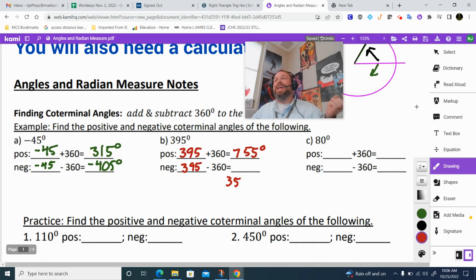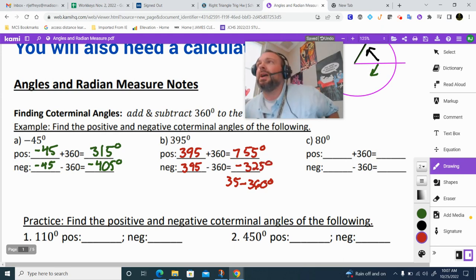Now, we need a negative number, so I wonder what we have to do. We started at 395. We subtracted 360. We're still in the positive. Guess what? Subtract another 360, so go back around. We get negative 325 degrees.